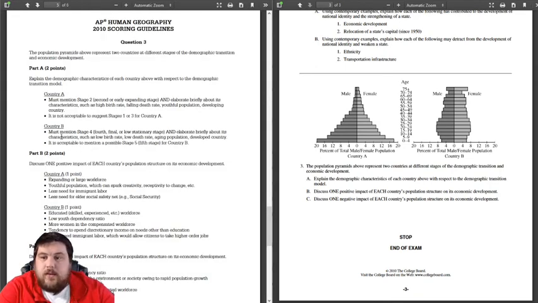Country B must mention stage 4, the fourth, final, or low stationary stage. And you must elaborate briefly about its characteristics, such as low birth rate, low death rate, aging population, and that it's a developed country. It is also acceptable to mention a possible stage 5 for country B. So it's stage 4, maybe they'll accept stage 5 depending on how you word it.